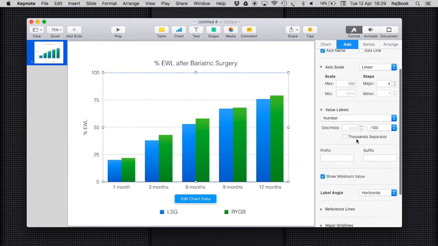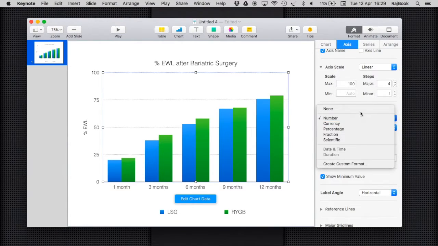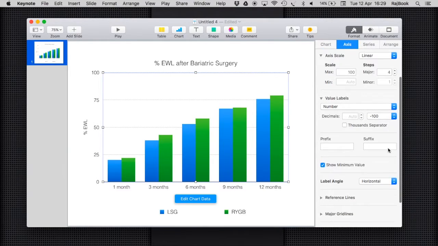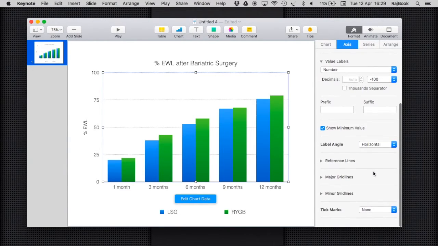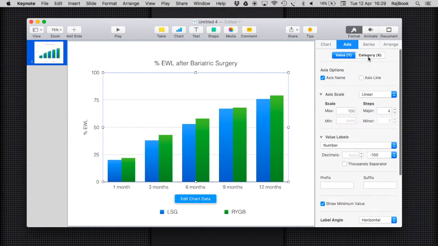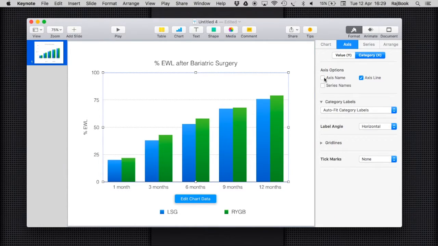Once that is done, you can always go with whichever value you want. I choose number, it can be percentage, it can be anything. Then you can choose whether you want to assume a minimal value or not. Other than that, grid lines are not that important. So go to the y-axis and do the same. So you name the y-axis. Once you name the y-axis, then you know exactly what you're talking about.